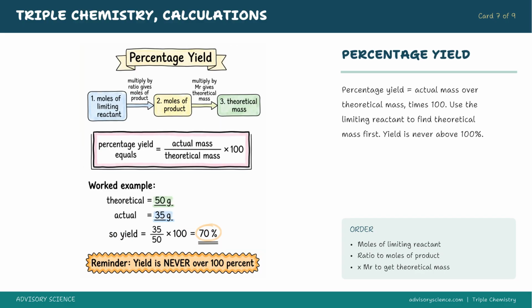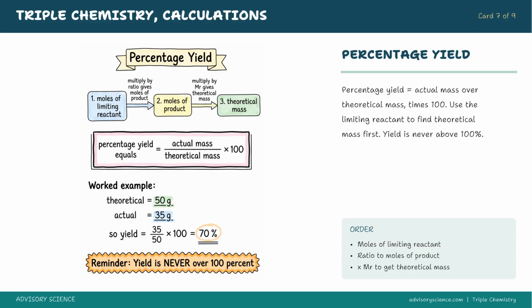Yield from limiting reactant. Percentage yield is actual mass over theoretical mass times 100. For triple, you may have to find the theoretical mass first from the limiting reactant. There are 3 steps to do this. 1. Find moles of the limiting reactant. 2. Use the equation ratio to find moles of product. 3. Convert moles of product to mass using mass equals moles times relative formula mass.